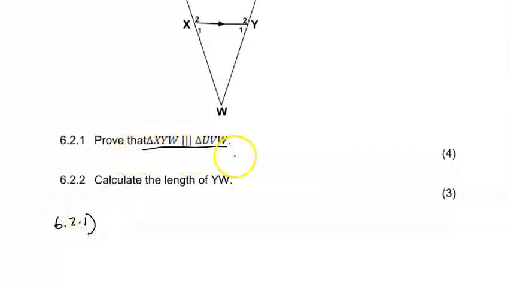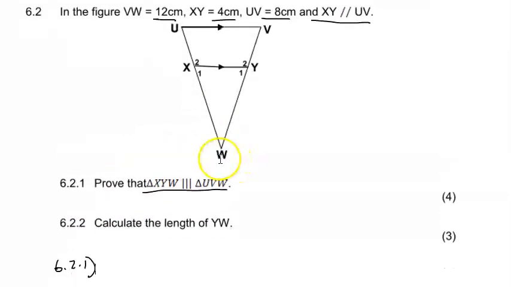how do we prove two triangles are similar to one another? In order to prove two triangles are similar, we can either prove that they are equiangular, or we can prove that their sides are in proportion, or we can prove two sides in proportion and an included angle equaling to triangles. But let's look at the first instance here. Can we prove that they are equiangular?